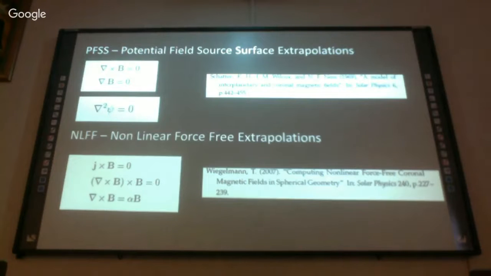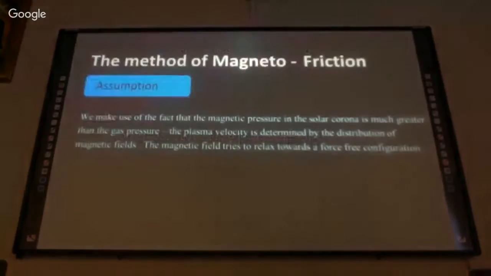But this is another way of finding out the magnetic field in the corona, which assumes that the corona is force free. The Lorentz force is 0, so it's in an equilibrium, and you solve for this to find out the magnetic nature. But the problem is that you can only have extrapolations of the magnetic field at different time steps, and there will be no connectivity between the two times. So you have individual extrapolations for different time steps. There will be no continuous evolution of the corona. So we choose a simple method of simulating that. It's called the magnetic friction model.